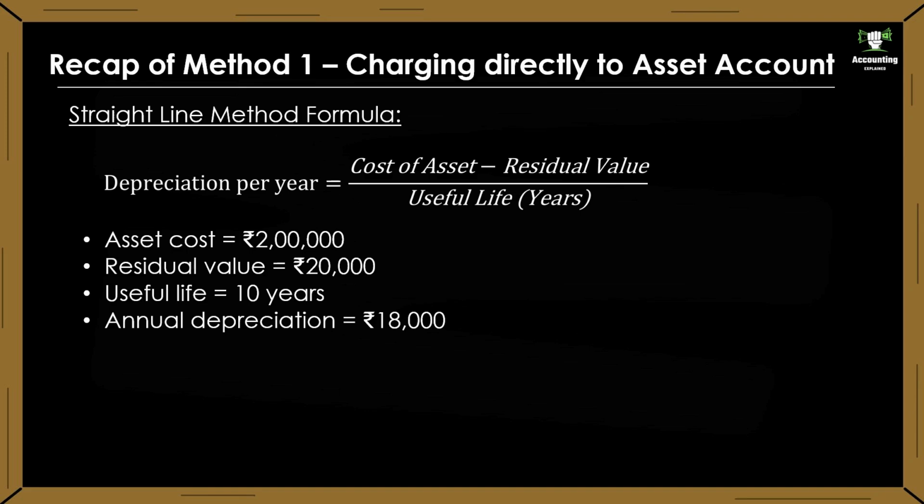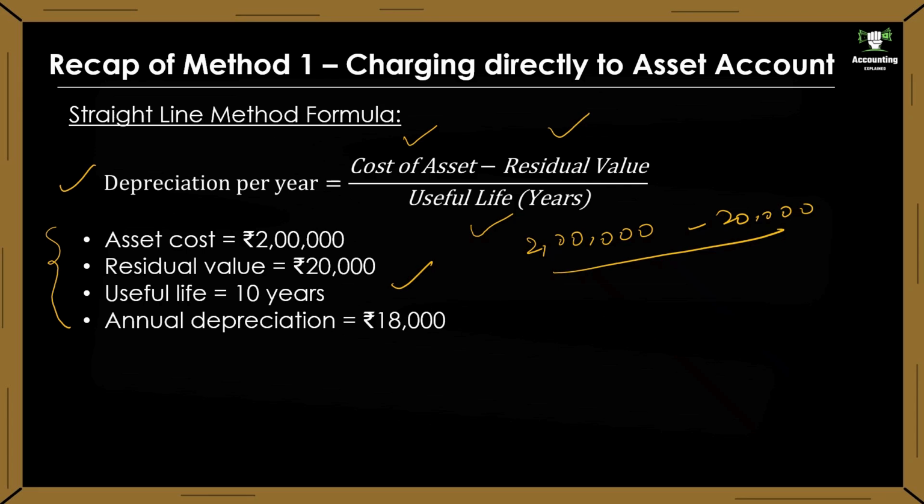Now let us see the formula for the straight line method. Depreciation per year is equal to cost of the asset minus residual value, divided by useful life in years. I am going to take an example and teach you how to calculate depreciation per year. The same example I had taken in my previous video. Cost of the asset here is 2 lakhs, residual value is 20,000, useful life is 10 years. So you get 1,80,000 divided by 10, and the annual depreciation will be 18,000 rupees.